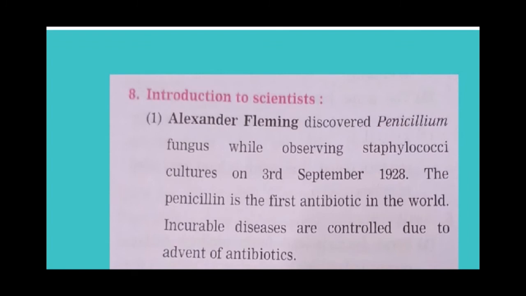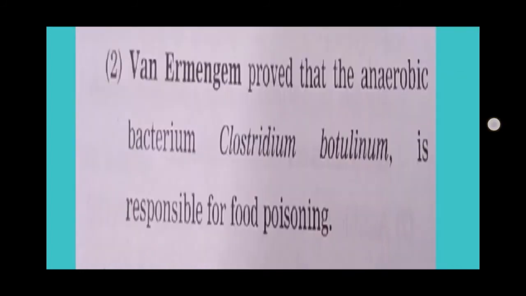Let's have an introduction to scientists. Alexander Fleming discovered Penicillium fungus while observing Staphylococci culture on 3rd September 1928. Penicillin is the first antibiotic in the world. Incurable diseases are controlled due to the advent of antibiotics.